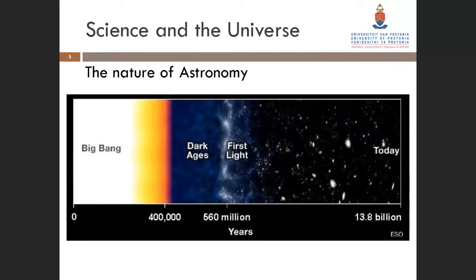So what is the nature of astronomy? So in astronomy, we look at the history of how everything evolved until today. So we have the Big Bang, Dark Ages, first light, and then where we are today.